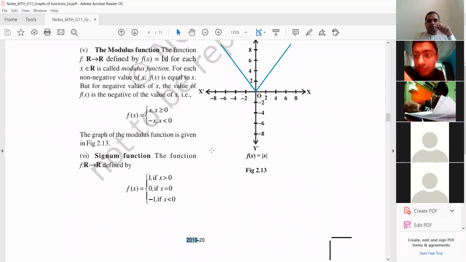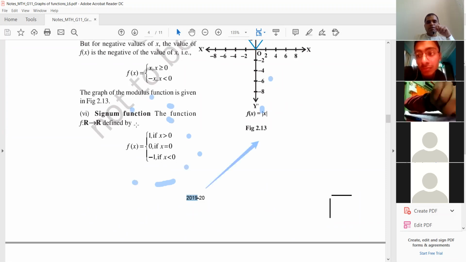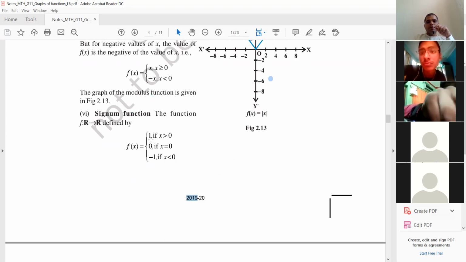Now this is the signum function. As the name suggests, signum gives the value based on the sign of the variable. So if x is positive, then it gives value 1. If x is 0, it gives value 0. And if x is negative, it gives value -1.